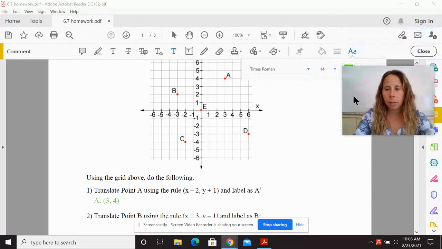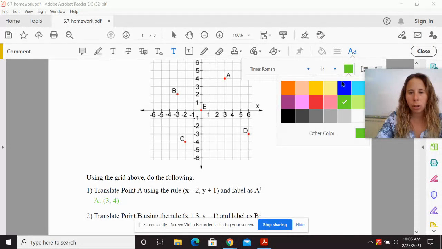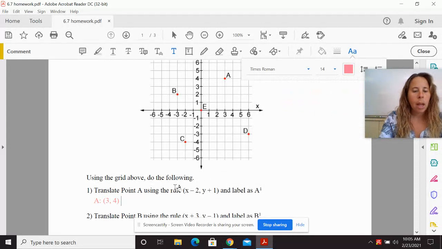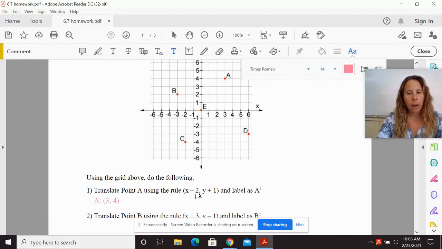Okay, I'm really tired of the screen. Hold on. Let's just do pink. Sweet. All right. Translate using this rule. So x minus 2, y plus 1. So x is 3. So 3 minus 2.